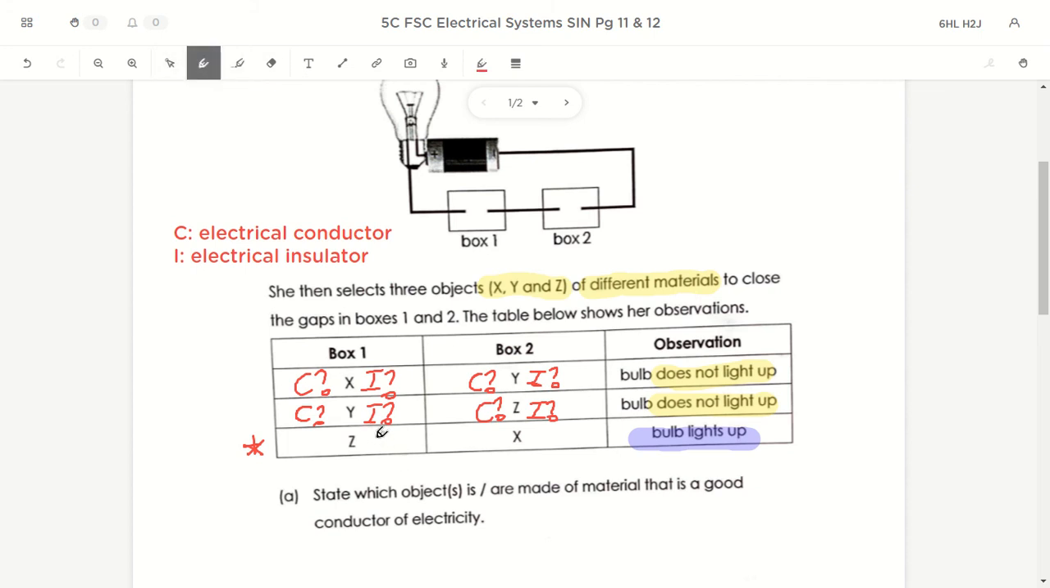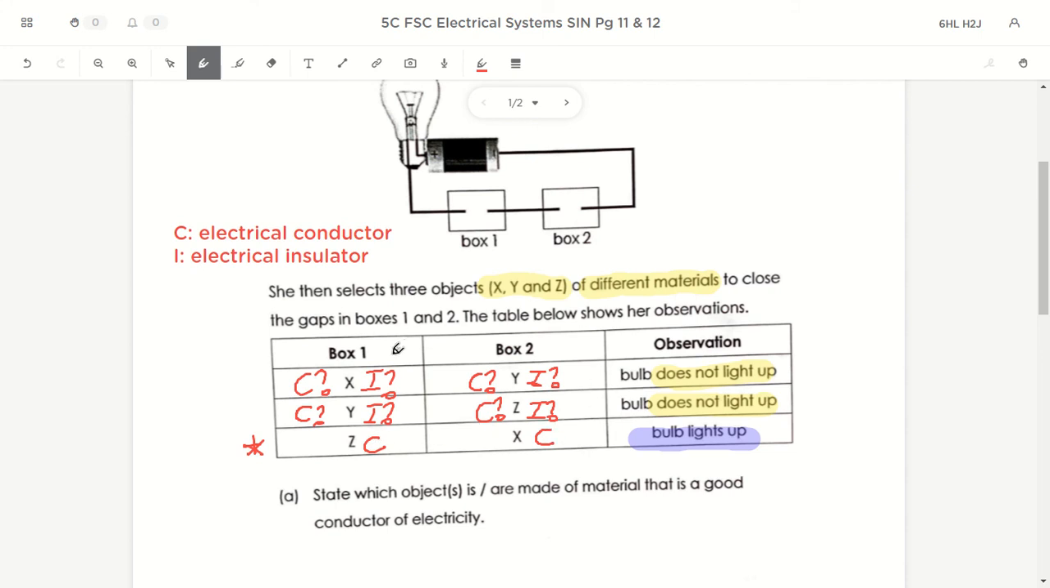So this must be an electrical conductor. This must be an electrical conductor, because both need to be electrical conductors for the electric current to pass through them. If one is a conductor and one is not, there will be an open circuit, because the electrical insulator cannot allow electric current to pass through, so it acts like an open circuit, like a gap. So I know that Z must be an electrical conductor, X must be an electrical conductor.